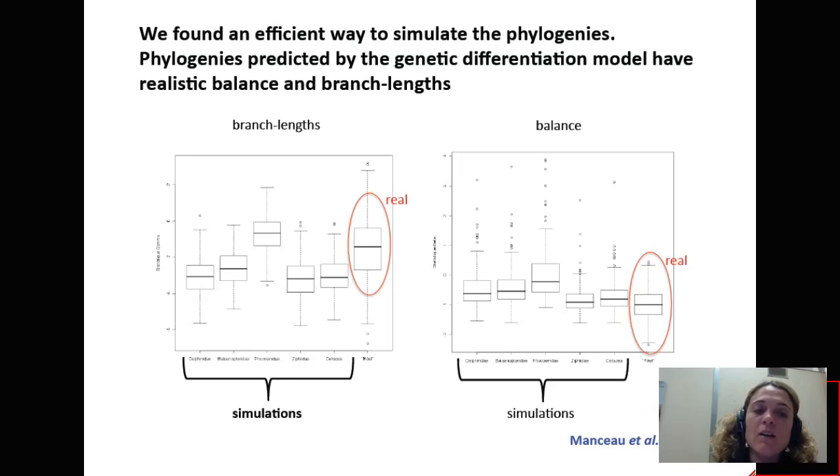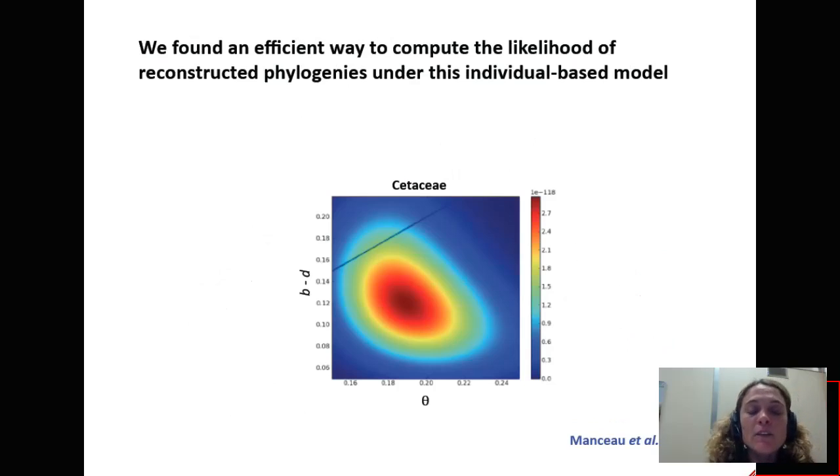So we can find parameters for this model where we are able to produce phylogenies that are realistic both in terms of branch length and imbalance patterns. And the second thing that we were able to do was to find an efficient way to compute the likelihood of the reconstructed phylogeny. Again, this is not an analytical expression. It's an algorithm that allows us to compute the likelihood of a phylogeny and thus to infer the parameters of the process and to test different scenarios.